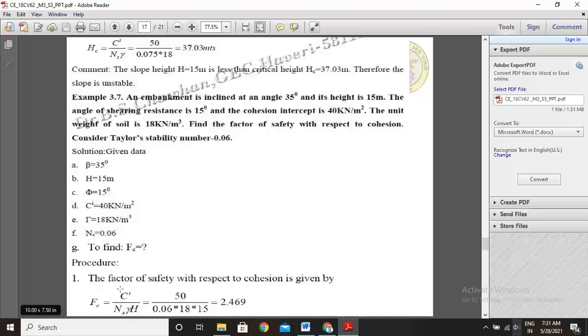Procedure. The factor of safety with respect to cohesion is given by Fc equal to C dash by Ns into gamma h. So in this equation you substitute the values. C dash is 50 divided by Ns is 0.06 into gamma is 18, h is 15. Now we are getting factor of safety with respect to cohesion is 2.469 on operating.